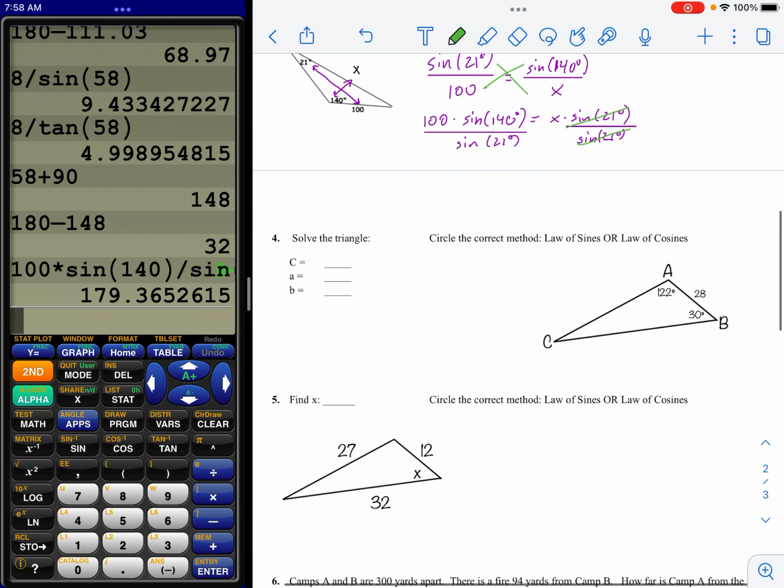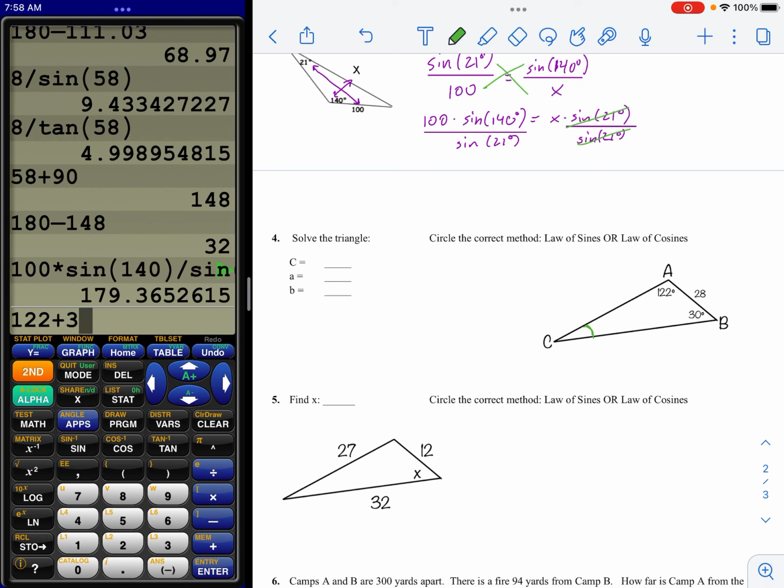For number 4, it's going to be law of cosines, mainly because I'm looking at it. I do not have an angle and the side that goes with it. I have this angle, but I do not have that side. I have 30, but I do not have that side. I have side 28, but I do not have that. So this is, oh, I just lied.